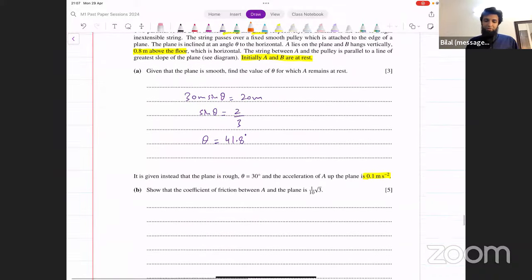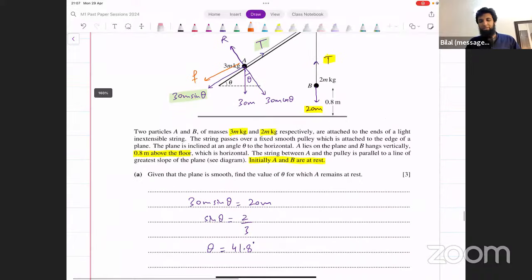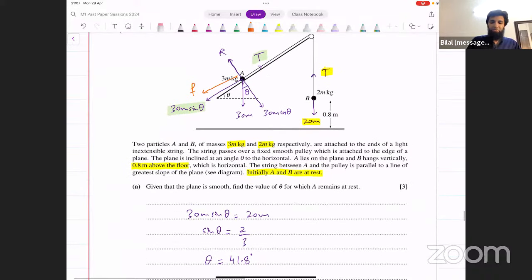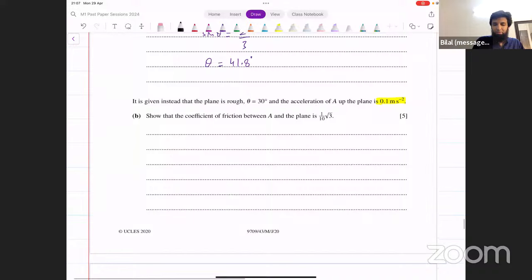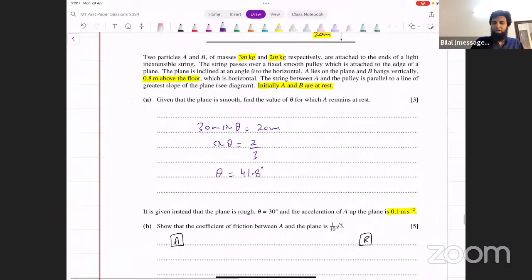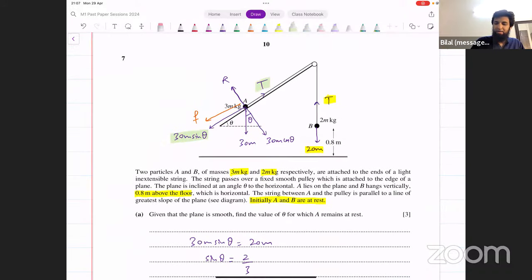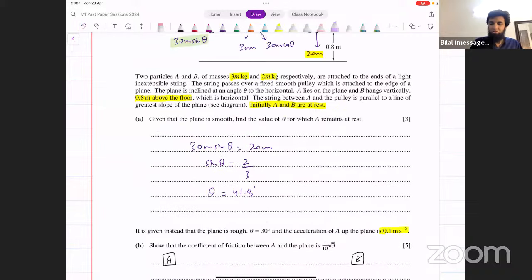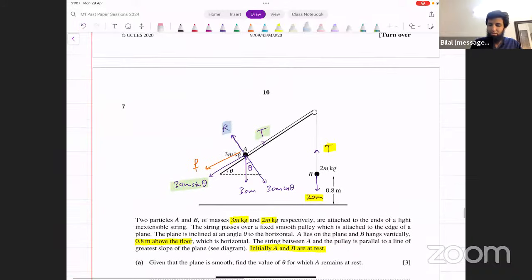And now we need to find the coefficient of friction. What do we do in this case? Let's consider both the particles one by one. We've got particle A and particle B. Now for A, forces acting perpendicular to the surface are always equal. R equals 30m cos theta. These two are going to be equal, right? R and 30m cos theta.